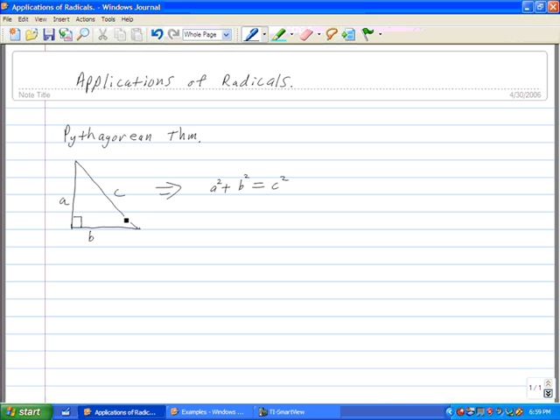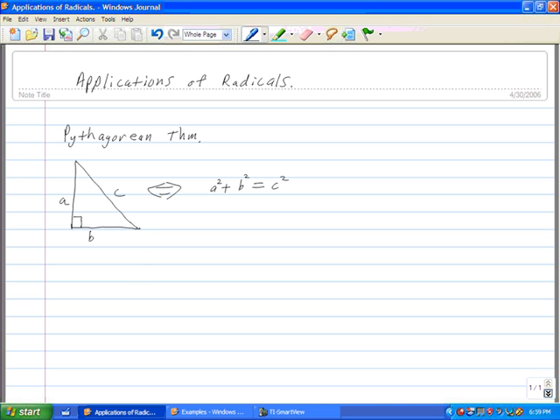Now, this theorem also works in the other direction. In other words, if you had a triangle and you put the lengths into this formula and the formula gave you equality, then you could assume that you had a right triangle. So, given a right triangle, you know this theorem works, this equation works, and given this formula, you know that it's a right triangle.